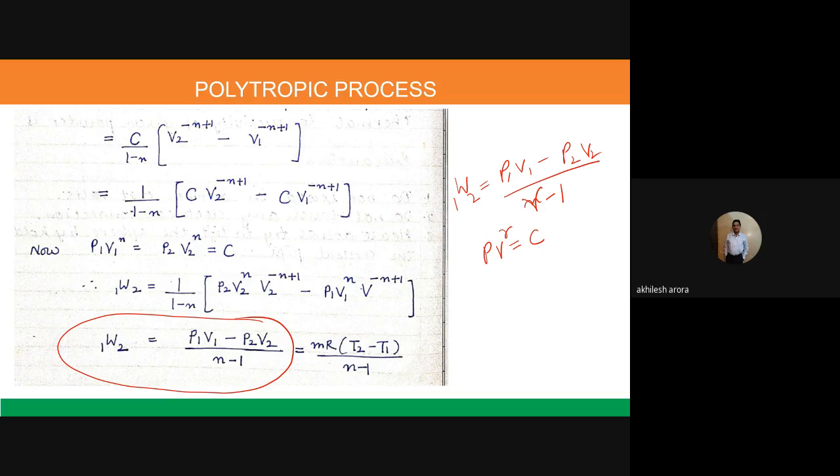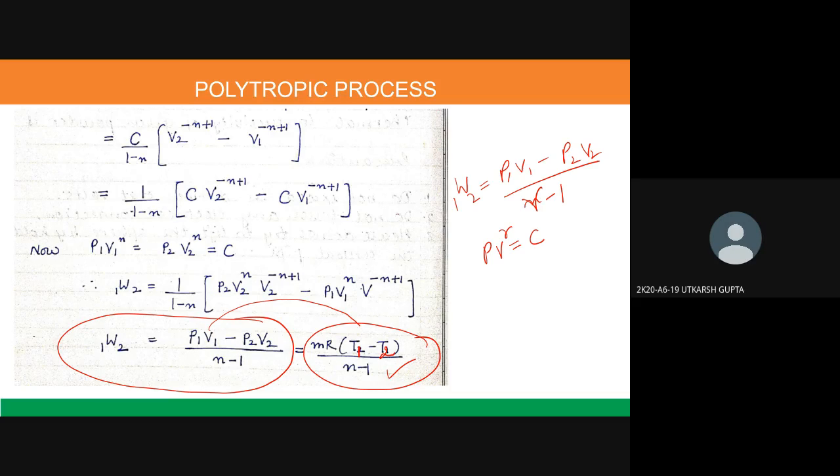Then PV is equal to MRT. There is a mistake here, so it should be T1 minus T2. So it is MR times T1 minus T2 divided by N minus 1. This is the work transfer for the case of polytropic process. Is it clear? Any questions?